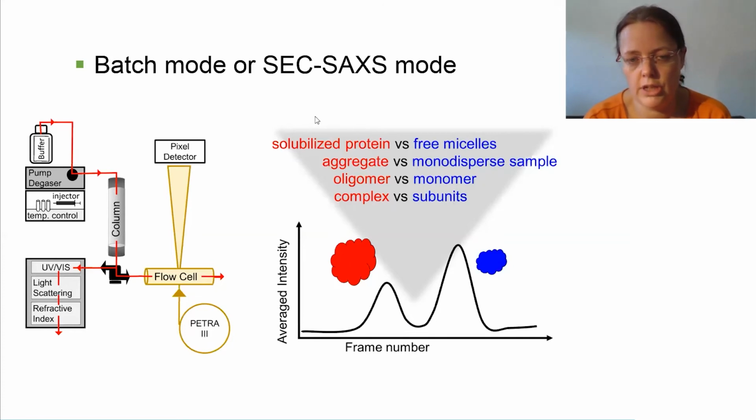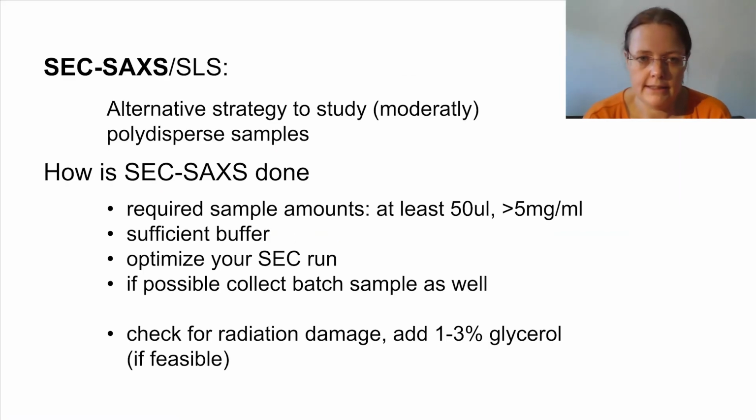Here too, the best is always to reach out to the beamline, to your local contact, see what kind of columns are available, see what is needed to use the system before you just show up. It's something that needs a little bit more preparation than just coming up with your batch samples. So yes, SEC-SAXS is an alternative strategy to study moderately polydispersed samples.